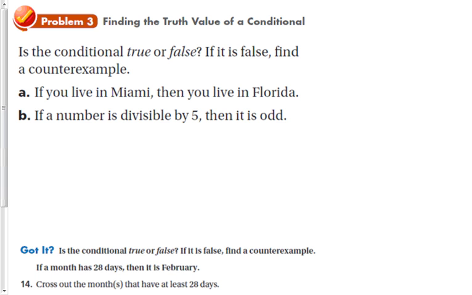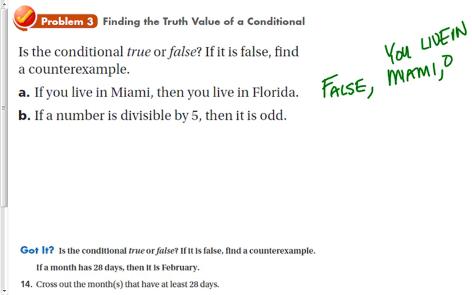Okay, so a conditional statement can either be true or false. If it's false, all you have to do to show that is find a counterexample. So looking at this first statement here, if you live in Miami, then you live in Florida. I'm going to say that's false. And my counterexample for that is you could live in Miami, Ohio, and you wouldn't live in Florida. So my counterexample is you live in Miami, Ohio.